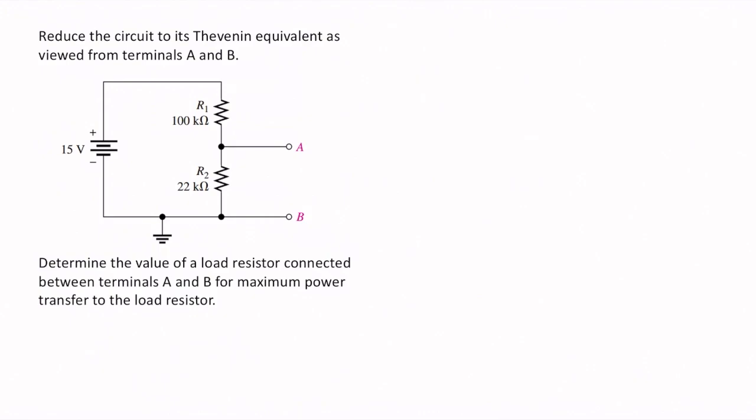Let's next reduce this circuit to its Thevenin equivalent as viewed from terminals A and B. Then afterwards, let's determine the value of the load resistor connected between terminals A and B for maximum power transfer to the load resistor. So we want to convert this circuit to its Thevenin equivalent, okay, which can be seen as this. So this will be your Thevenin voltage, and this is your Thevenin resistance.